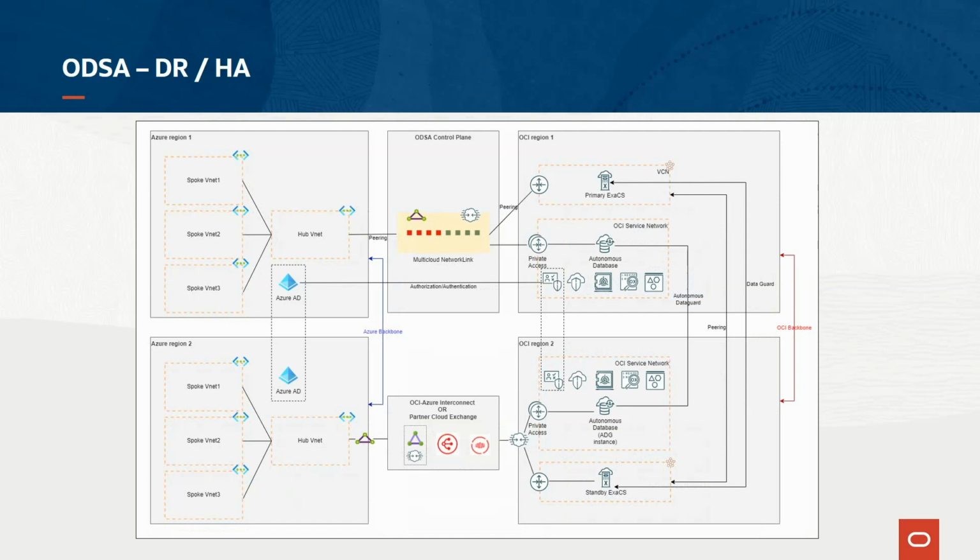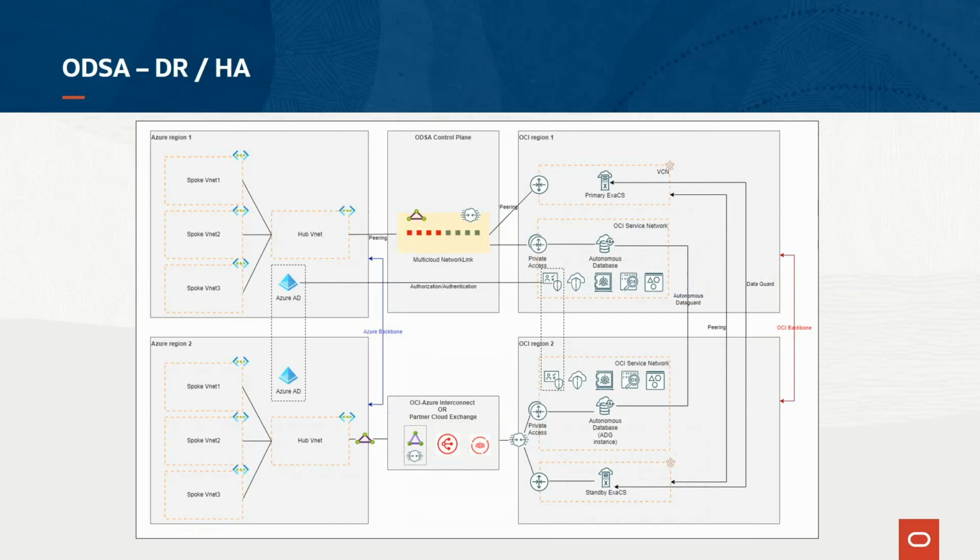So these databases will never be part of ODSA, and therefore, if you really want to do this, you have to now find another way to connect your OCI region with your Azure region in region 2. Now, if this is an interconnect region, you can still use the interconnect. If it's not an interconnect region, then you might use a partner to do the connectivity.